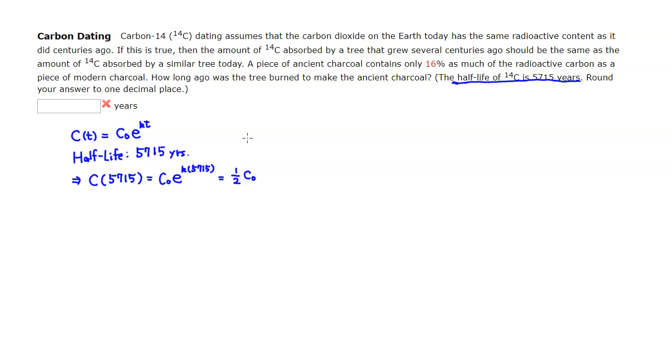You can actually solve all the way to k, but I'm too lazy to do that. I'm going to solve for e to the k as a chunk. First thing we would do is, since the C0 is in common on both sides, we can divide through by C0. We get e to the k, still raised to 5,715, and this is going to be equal to just 1/2, because C0 is canceled out.